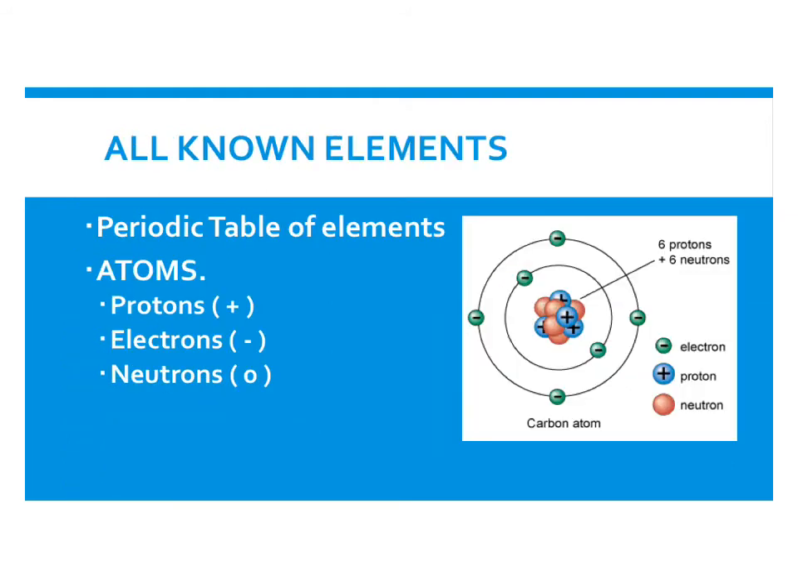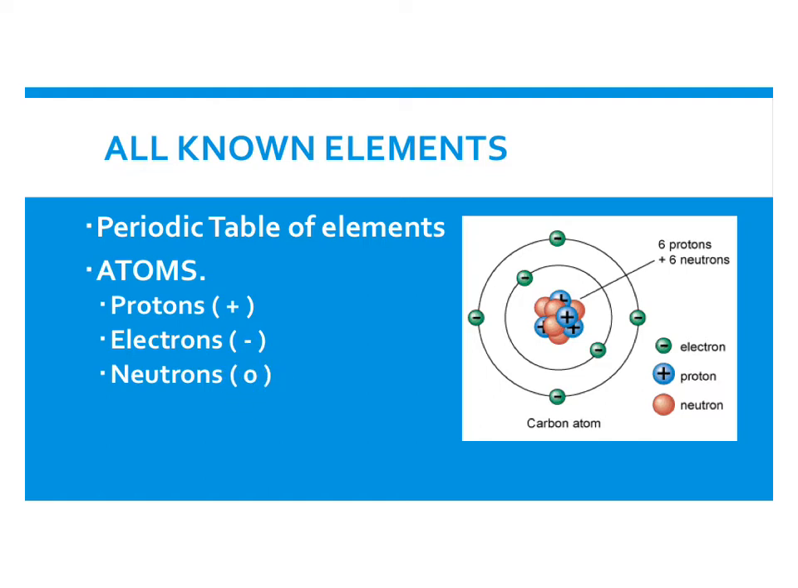Now, all known elements, as you may recall, are found on the periodic table of elements, which is pretty set but does change from time to time. They're organized on this big table in a specific way, which I'm not going to go into too much. But we also know that atoms are composed of subatomic particles called protons, electrons, and neutrons. Protons have a positive charge, electrons have a negative charge, and neutrons are neutral.